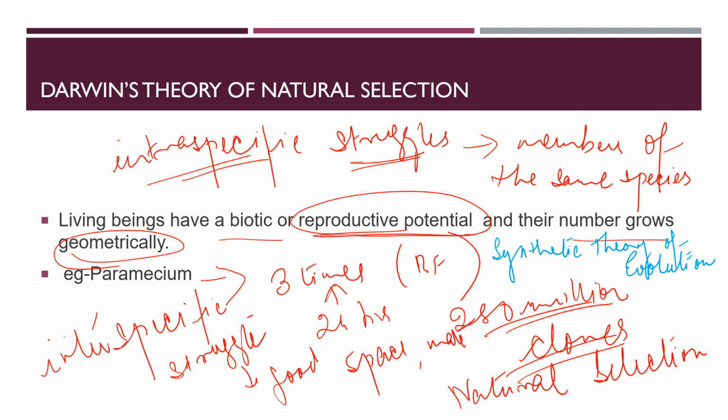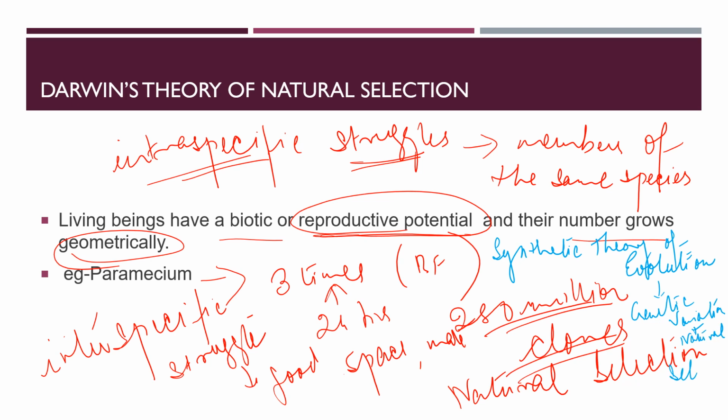Now this theory is based on the origin of species, on genetic variations and natural selection. So it is based on genetic variation, as well as natural selection, which I have just discussed. How is nature selecting them?